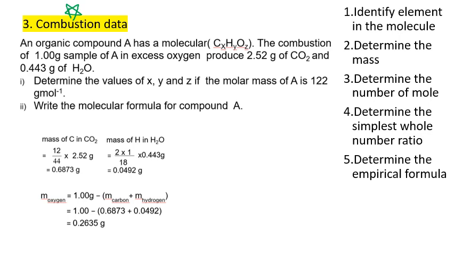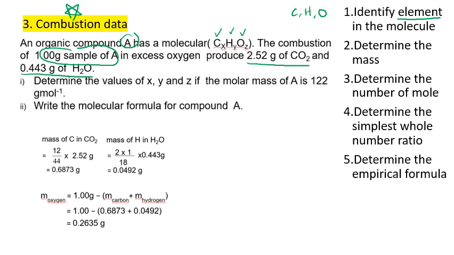So now again we read the question. An organic compound A consists of a formula CxHyOz. So again, we can identify the elements are carbon, hydrogen, and oxygen. The combustion of 1 gram of sample A in excess oxygen will produce 2.52 gram of carbon dioxide and 0.443 gram of water.